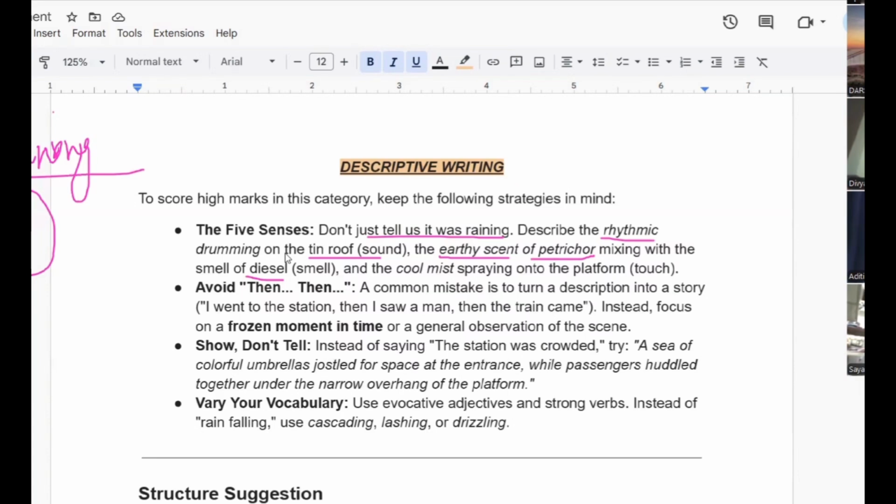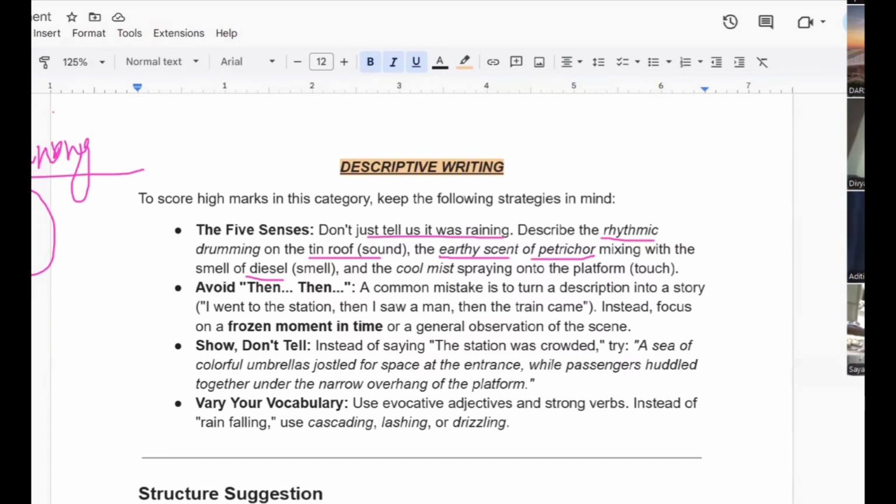The smell of diesel mixing with the smell of chai, mixing with the smell of sweat. Other smells are coming together. The cool mist spraying onto the platform. That's the touch, tactile receptors, right? When raindrops fall on your shoulder, you feel that touch. The little cold sensation. So try to use the senses.